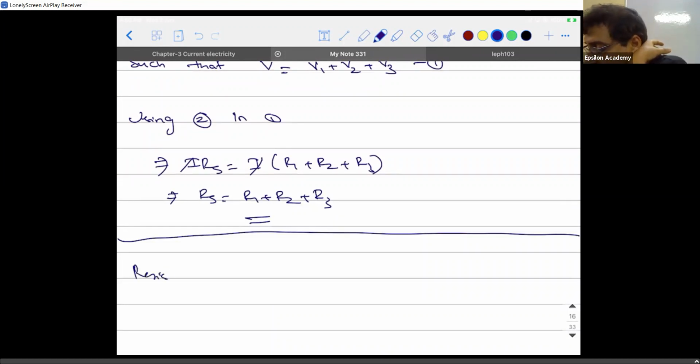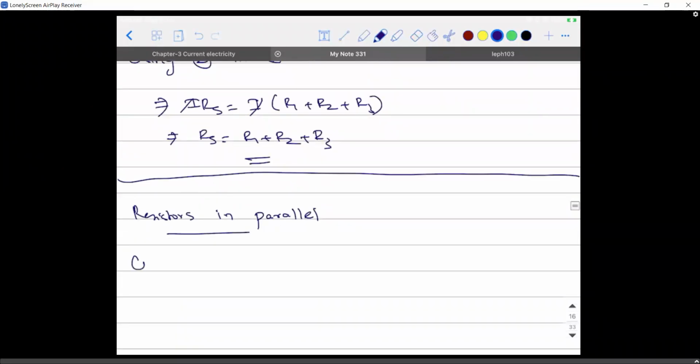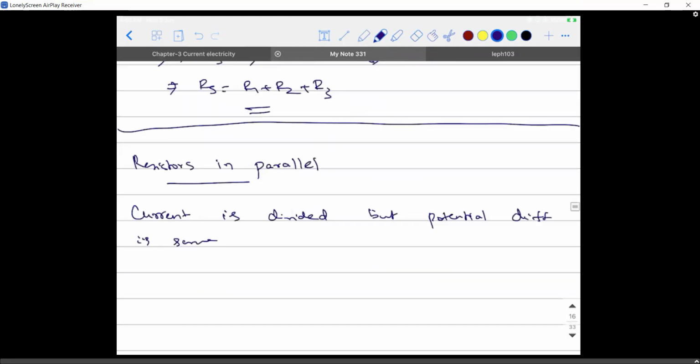Similarly, when can you say the resistors are in parallel? When current is being divided to each resistor. Yes, current is divided, but potential difference is the same. So in our house, are we having a parallel connection or a series connection? Parallel. Right?